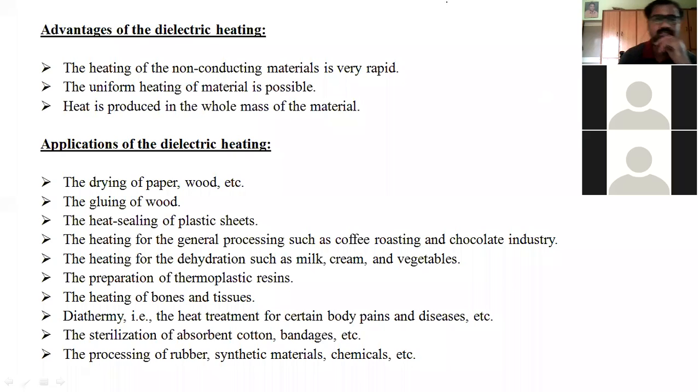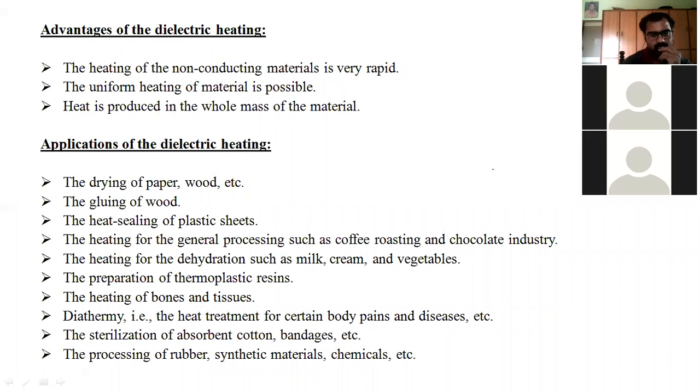Okay, so these are some advantages. Let me read them out here itself. The heating of non-conducting material is very rapid. Uniform heating of the material is possible. Yes, the main advantage is that when we are using this dielectric heating method, that is when we place these capacitor plates or electrodes, we are going to have uniform heating of the material which you want to heat up. The third one is that whatever heat we have produced on the material is imposed on the whole body of the material, that is the whole density and mass of the material used for the dielectric purpose.